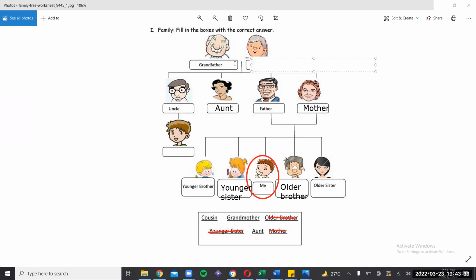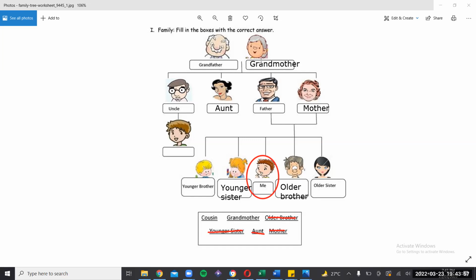On top, next to grandfather, who would that be? Grandmother. Right? So that's your grandmother. Okay, so let's look at it all together from the top, right? From the top, we have grandfather and grandmother.